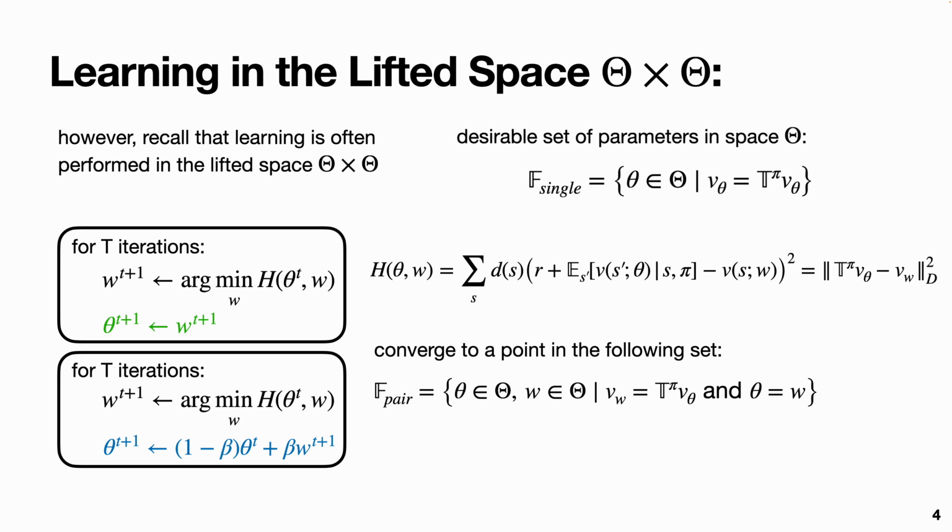Now, the best case scenario for these kinds of algorithms is the following. Under some assumptions, we can hopefully say that these algorithms converge to a point in the following set. It is a set where we satisfy the Bellman equation, and also these two weights must be similar, right? Because we are doing these updates, we are synchronizing them. So for the algorithm to converge, for there not to be any move in the weight vectors, they need to be the same ultimately.